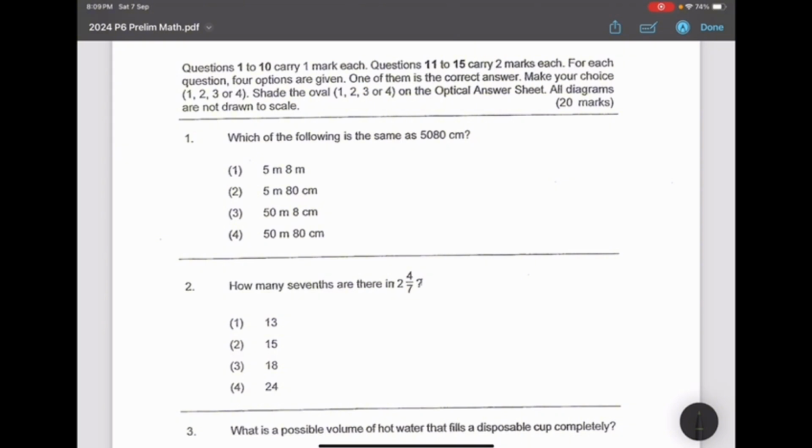Which of the following is the same as 5080 cm? Before we start, we want to know that 1 meter is equal to 100 cm. From here, we can see that the decimal bounces 2 times from cm to meters. So likewise, we want to do the same for our 5080 cm. We're going to bounce the decimal 2 times, and that will give me 50 meters. And what we are left with is 80 cm. And therefore, this is the answer for question 1, number 4.